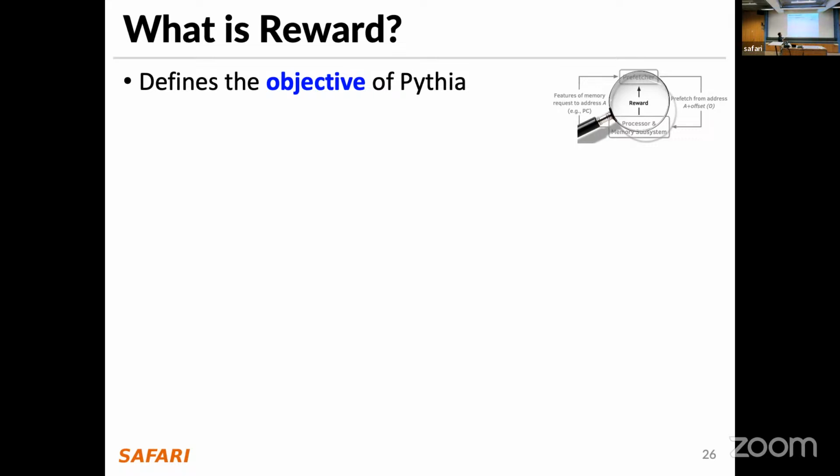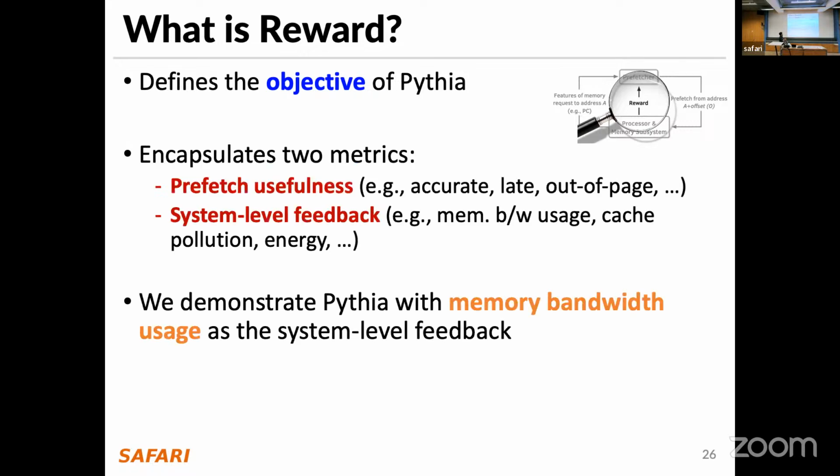So the reward in this case defines the objective of Pythia. What is going to be my prefetch objective? What is the golden standard that I'm chasing, right? That's what is defined by the reward. Okay, so now reward encapsulates two key metrics.